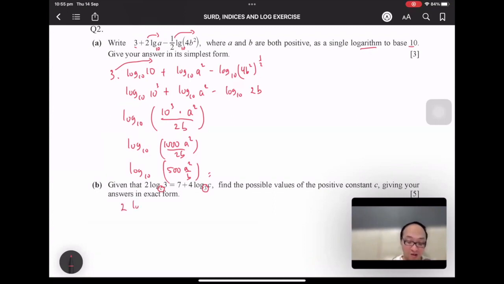So 2 log C of 3 equals 7 plus 4 log 3 of C. I will change the left side so it has the same base of 3. So this is 2 log, I put it to base 3, so log 3 of 3 over log 3 of C, using the rules of changing the base.